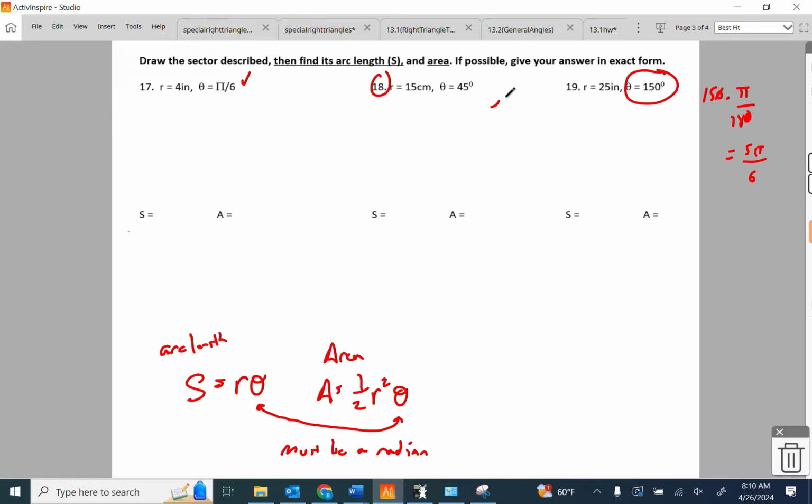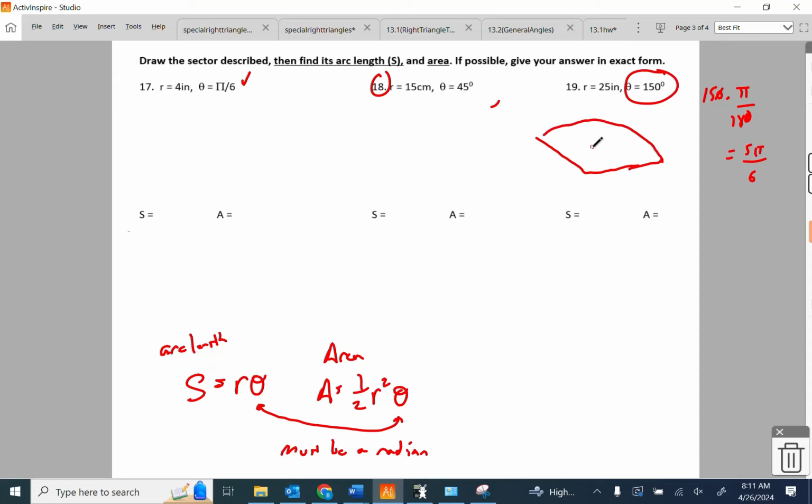All right, where are we at here now? We're supposed to find, and we're supposed to draw this thing too. So draw the sector. We have a 150 degree angle, which looks about like that. It's probably a little bit wider, something like this. And a sector is a giant slice of pizza.